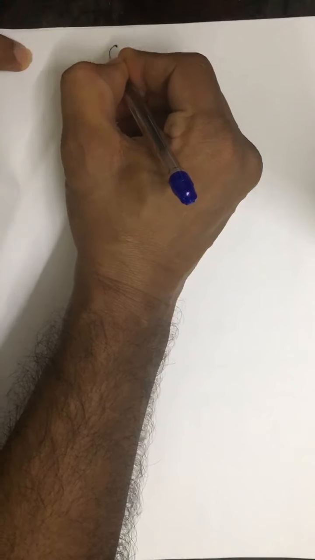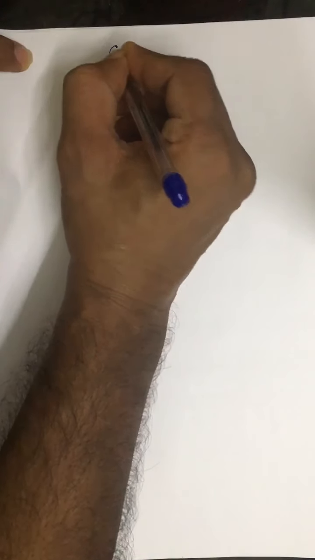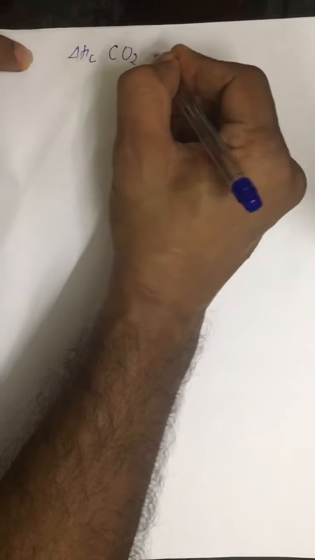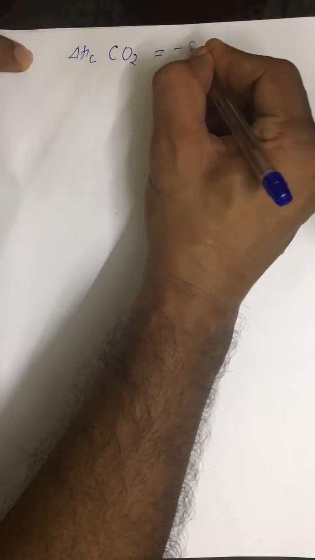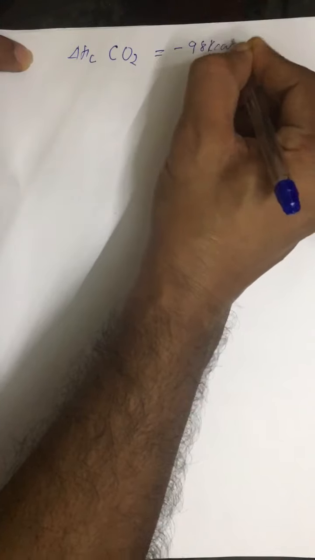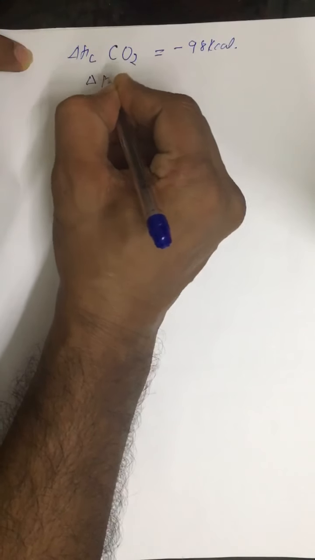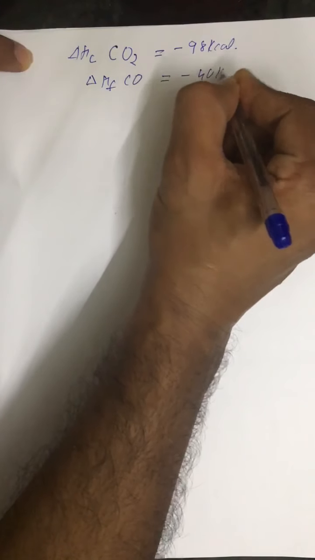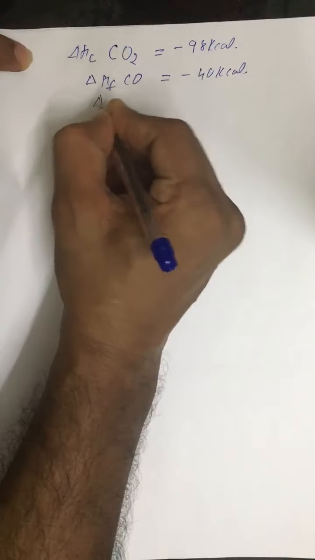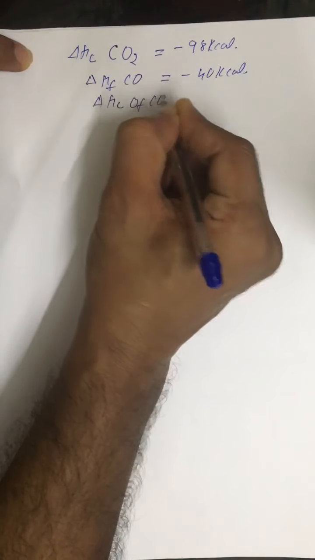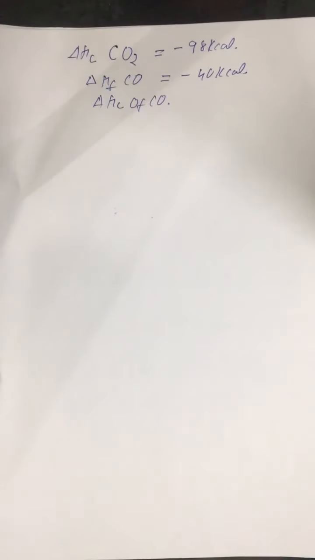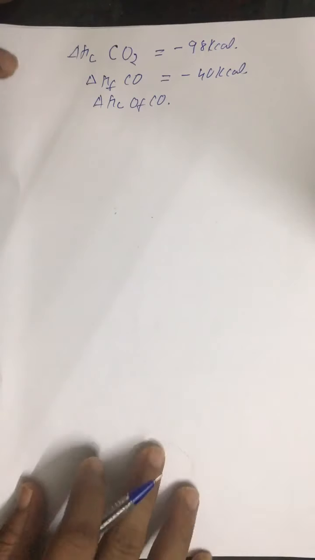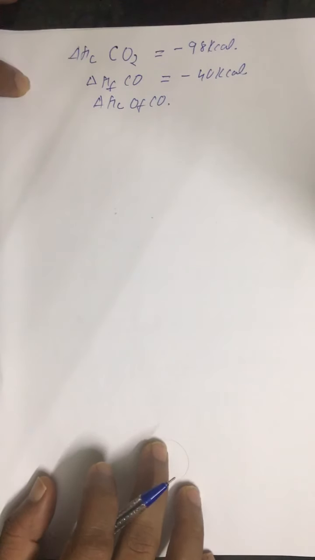All right, we are given the heat of combustion, delta Hc, of carbon as minus 98 kilocalories. And delta Hf of CO is given, suppose minus 40. The question is to calculate delta Hc of carbon monoxide. So can you write these reactions and arrange them using Hess law?